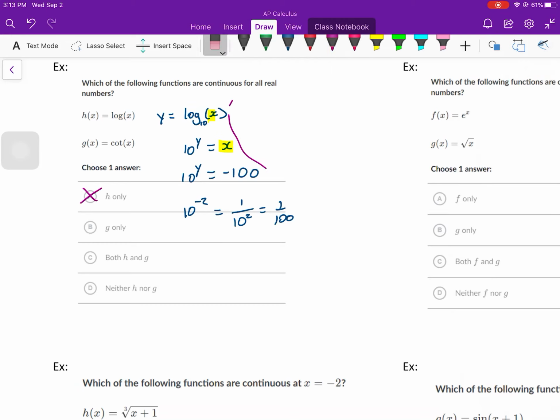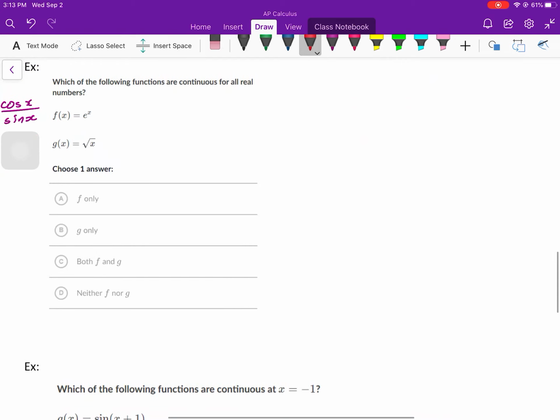Let's go ahead and think of cotangent. You could probably already realize this one's going to fail as well. So you have g of x equals cotangent of x, and cotangent is cosine over sine. So can we divide by 0? No. So when does sine equal 0? Well, sine on the unit circle, right? Sine equals 0 here, and it just keeps going around and around and around. So there's going to be a bunch of discontinuities, and so that is not going to work either. So neither h nor g is going to work.